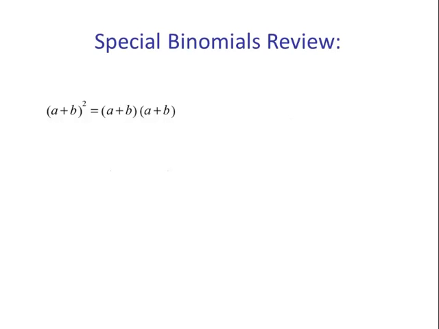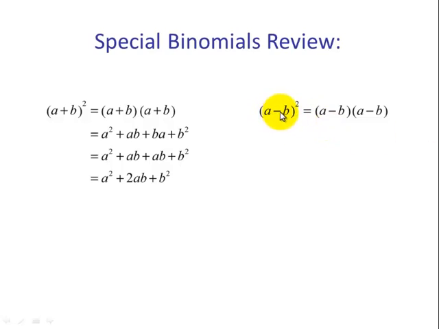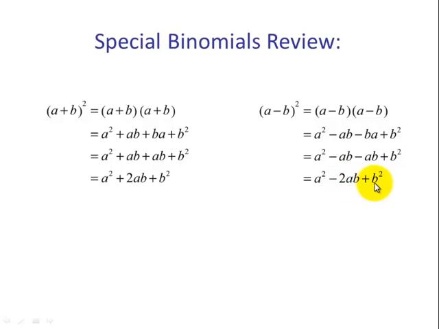So let's review. If we have a binomial that is squared involving a sum, that is equal to the first term squared, double the product, square the last. If the square involves subtraction, it is essentially the same thing. Take the first term, square it, double the product, and then square the last term. And finally, if we're multiplying conjugates, square the first term minus square the last term.